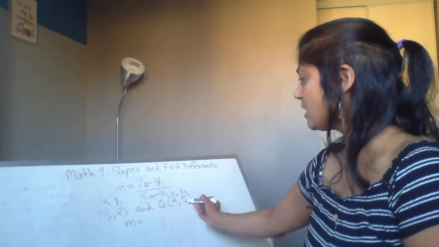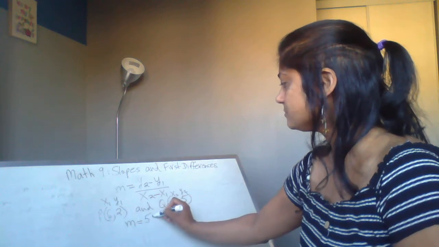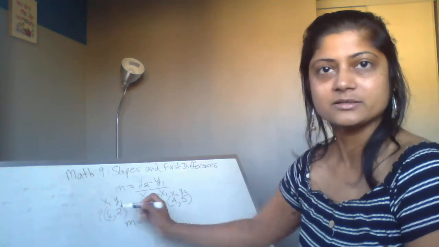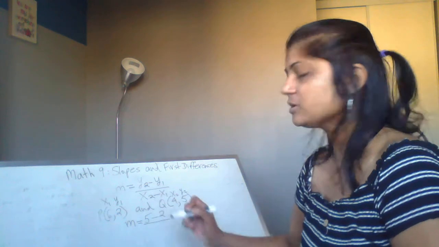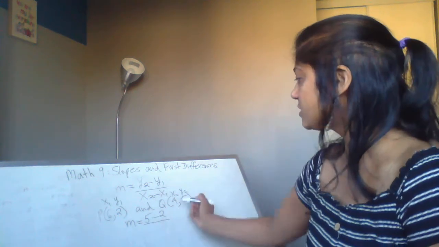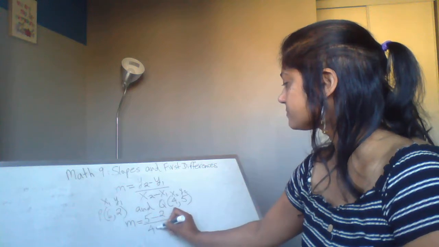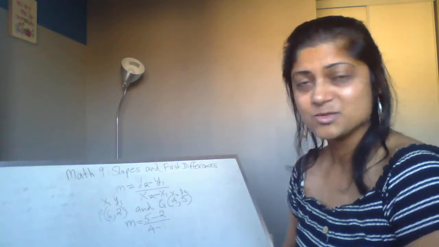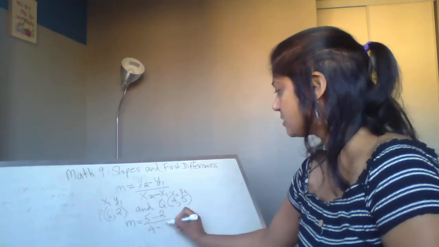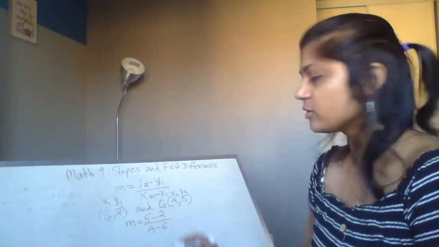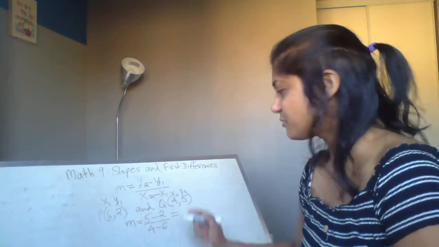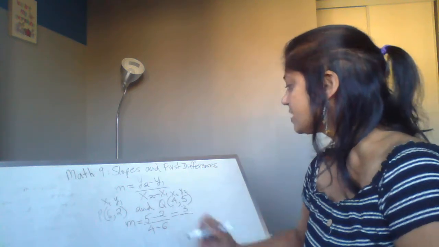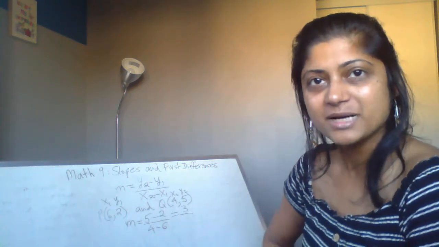Okay, so I'm going to do y2, which is 5, minus y1, okay, which is 2. So this is in the numerator, okay, over, then we're doing x2, which is 4, minus x1, which is 6, okay? So I'm going to actually write it going across here. So on the top, we're doing 5 minus 2, which is 3. On the bottom, I'm doing 4 minus 6.